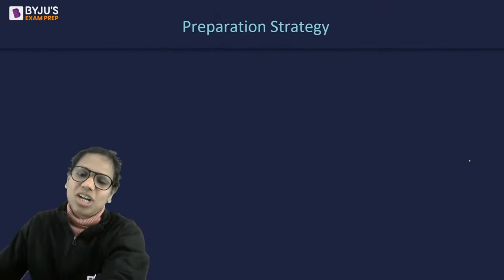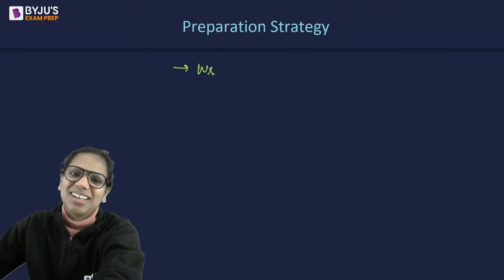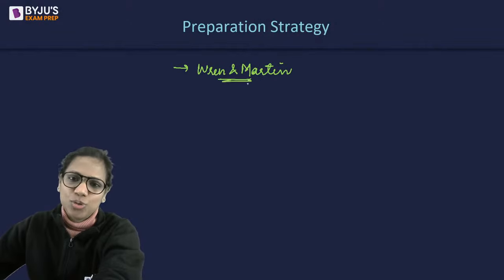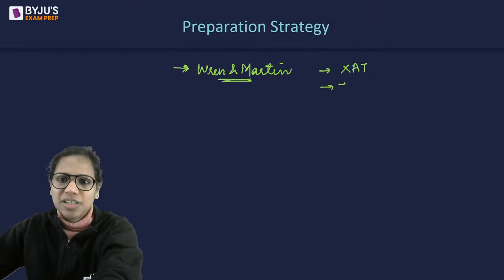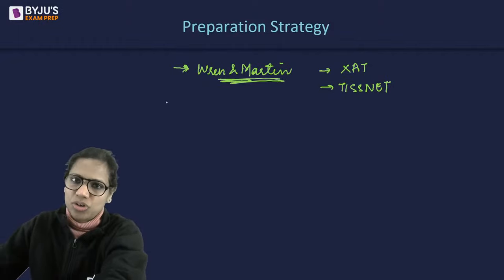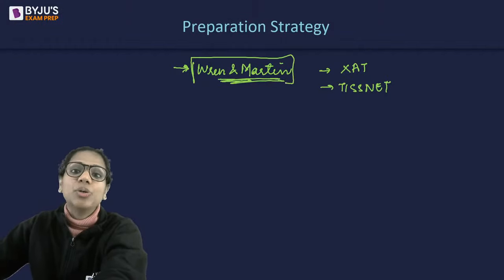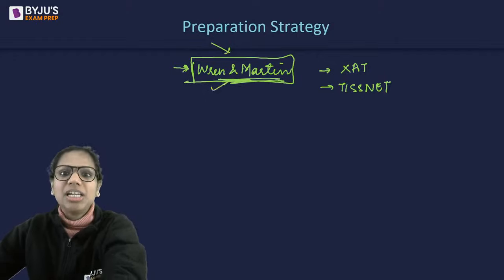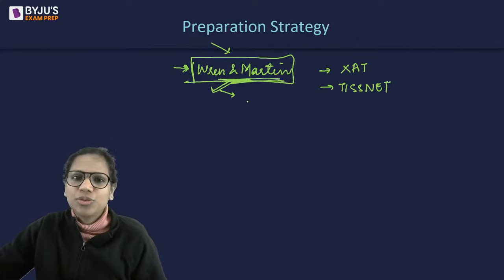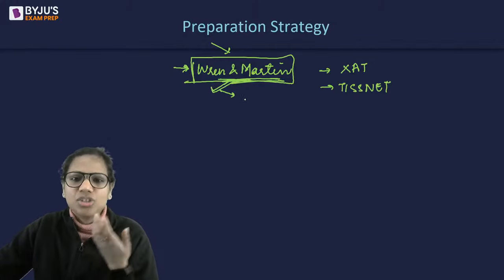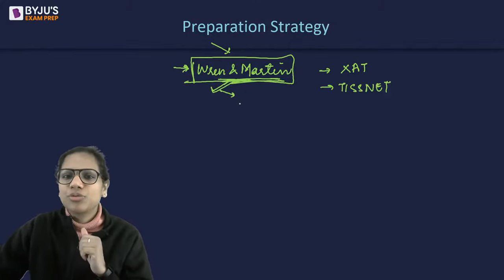And your preparation strategy, see, I named a book, Wren and Martin. So one is that you go through this book. In case you're targeting exams such as, let's say, TISNET, in that case it makes sense to go through this book, right? In case you're targeting 2023, some of you may be targeting 2023, you have to go through this book, okay? It will not take much time if you just do 5 to 10 pages every day. Just 5 pages every day, you'll be able to finish it in 1.5 to 2 months, right? That's all the time that it takes.